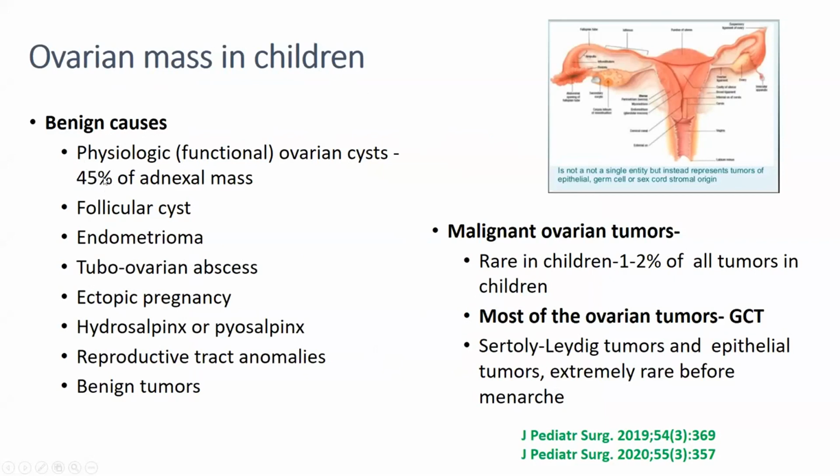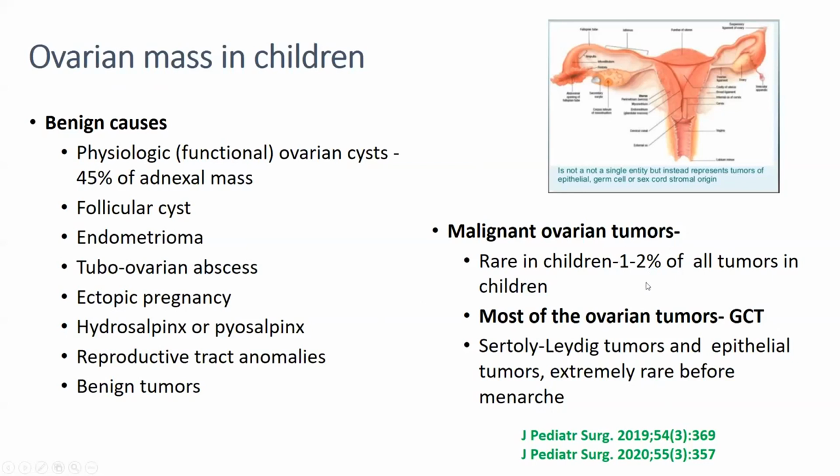Among benign causes, physiological or ovarian cysts are the most common, which constitute 45% of the adnexal mass, most common in the pubertal or post-pubertal age group. Then follicular cyst, endometrioma, abscess, ectopic pregnancy, or reproductive tract abnormalities, or there can be benign tumors. Among malignant ovarian tumors, which are rare in children, they constitute only 1 to 2% of all tumors.